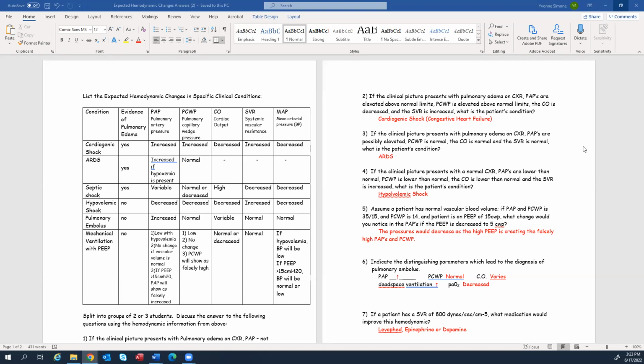Clinical picture number 3, we've got pulmonary edema on chest x-ray. Pulmonary artery pressures are possibly elevated, but the pulmonary capillary wedge pressure is normal. So if the wedge pressure is normal, that takes away left heart failure. Cardiac output is normal, systemic vascular resistance is normal, and that leads us to ARDS, where we've got pulmonary edema and possibly high pulmonary artery pressures. So that's the sign that we're looking at ARDS.